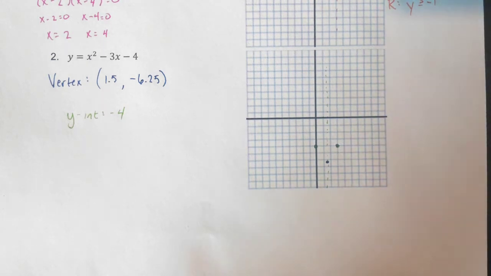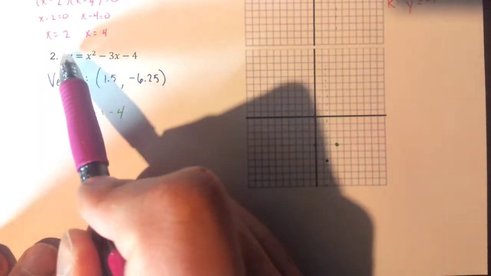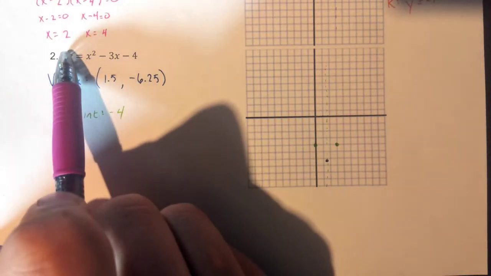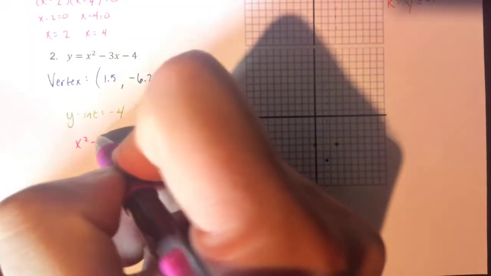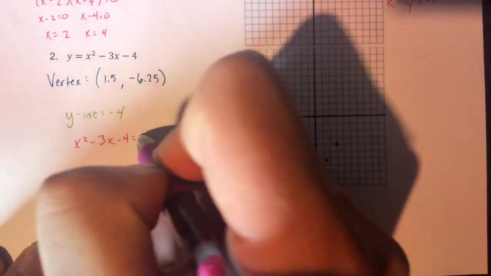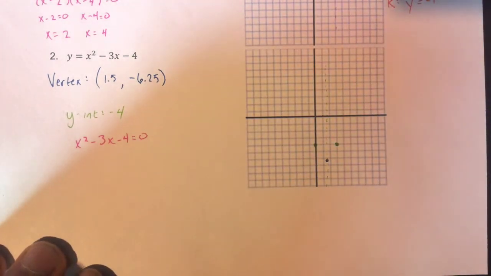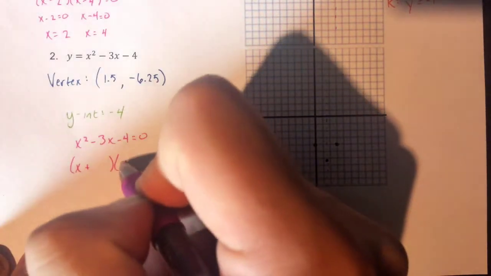And then for my x-intercepts, it takes a little bit more work. If I cover up my y, it would be 0 equals x squared minus 3x minus 4. But I like it the other way. X squared minus 3x minus 4 equals 0. And again, I look at that one. It's easily factorable. My third sign is negative, so remember that means it's going to be 1 plus and 1 minus.